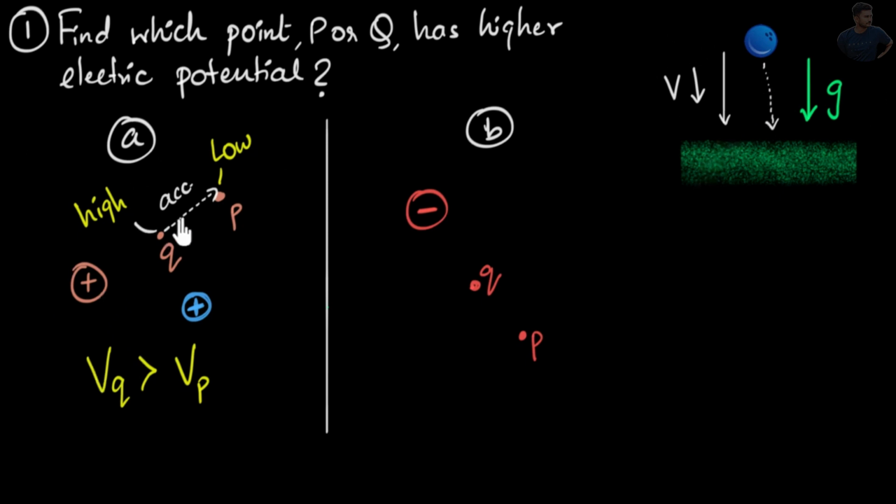I can just say, let me draw field lines due to this positive charge, and along the field line, the potential would reduce. And we know that due to a positive charge, the field lines will always be away from it. So I can draw field lines like this.